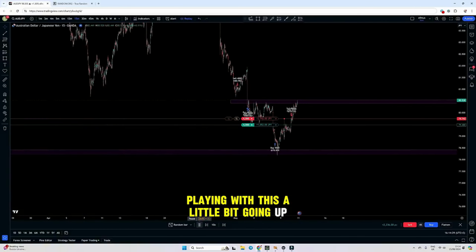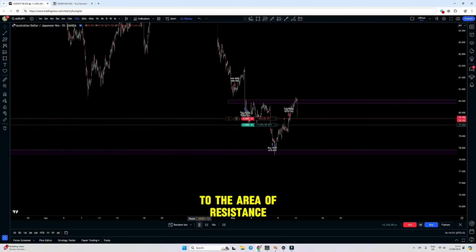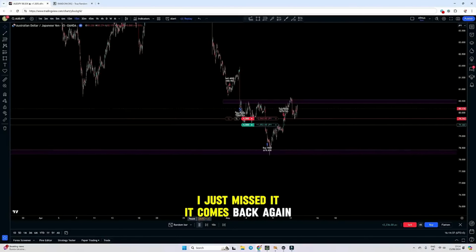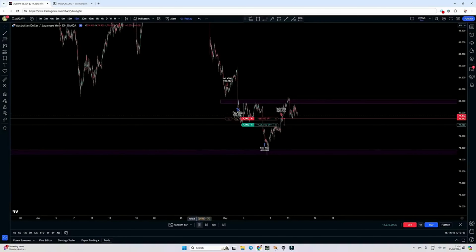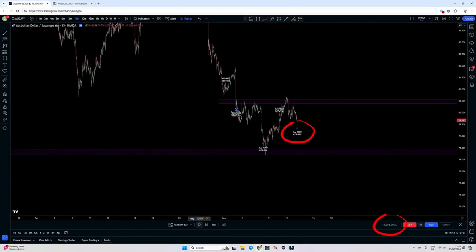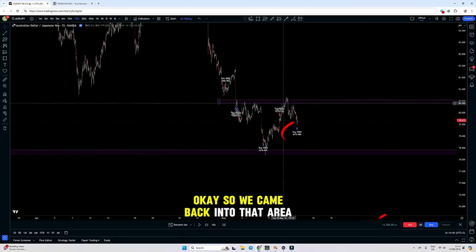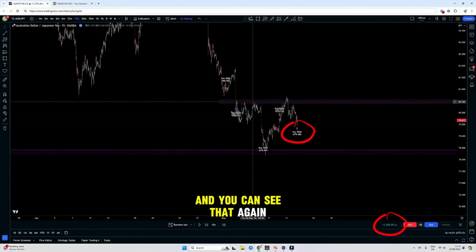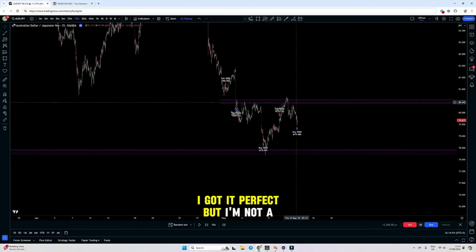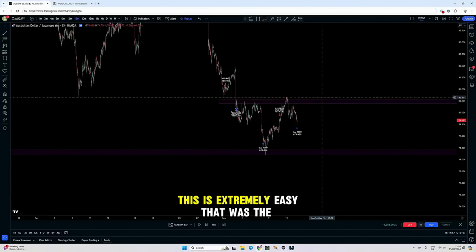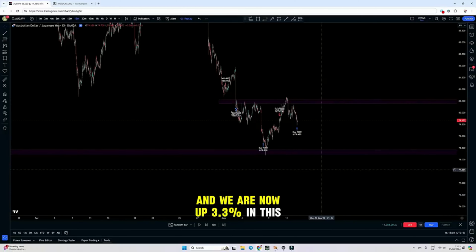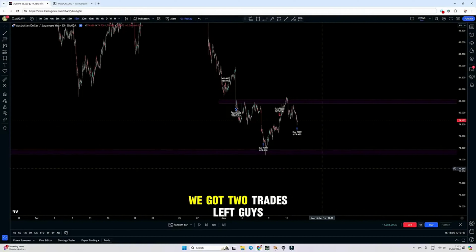Playing with us a little bit, going up to the area of resistance. I could have placed another trade there, I just missed it. If it comes back again, I will place another trade. Let's just see if we get out of this trade. There you go. Okay, so we came back into that area of resistance above the market, and you can see that again I got it perfect. But I'm not a rocket scientist. This is extremely easy. That was the first cluster above the market, and we are now up 3.3% in this session. We've got 2 trades left, guys.